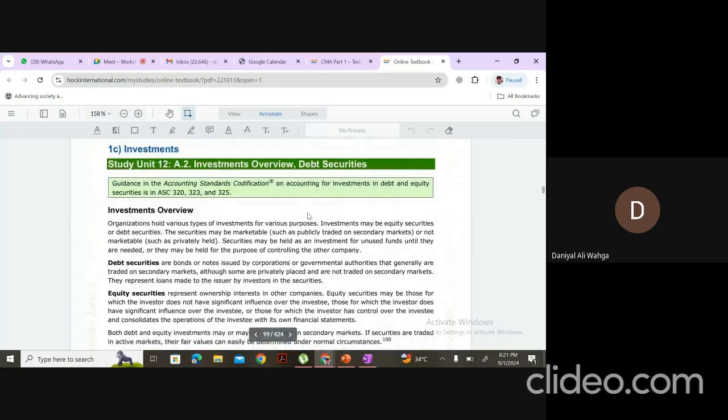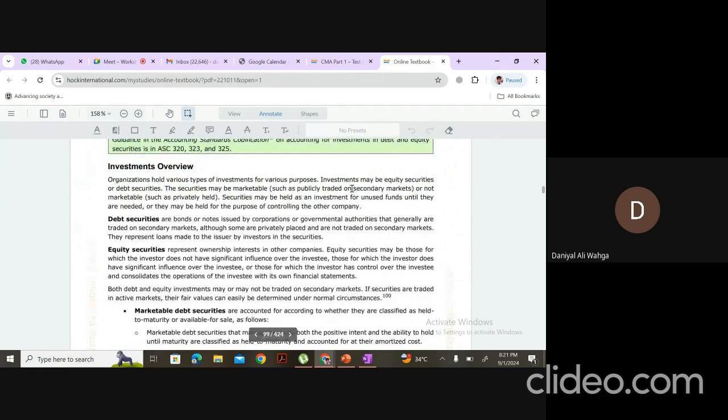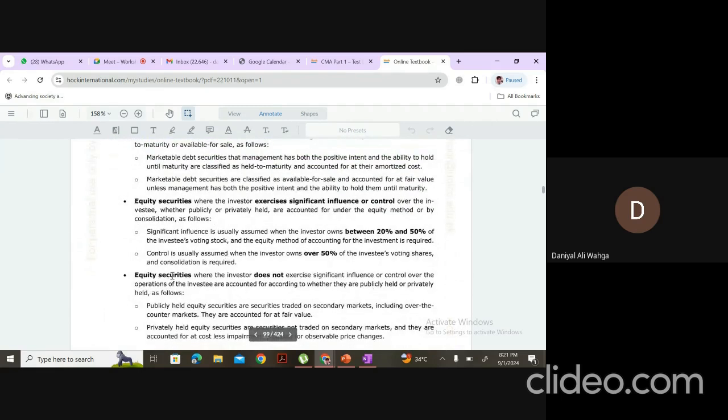All right. Let's start from here. This is 1C, Unit 12A2, Investments Overview in Debt Securities. Okay, investment overview in debt securities. So what we have done, we have already discussed this. We have discussed our debt securities. We also discussed our equity securities. We have discussed our marketable debt securities and equity securities.